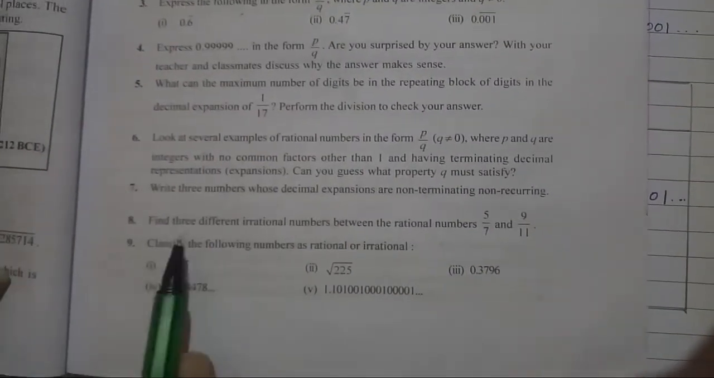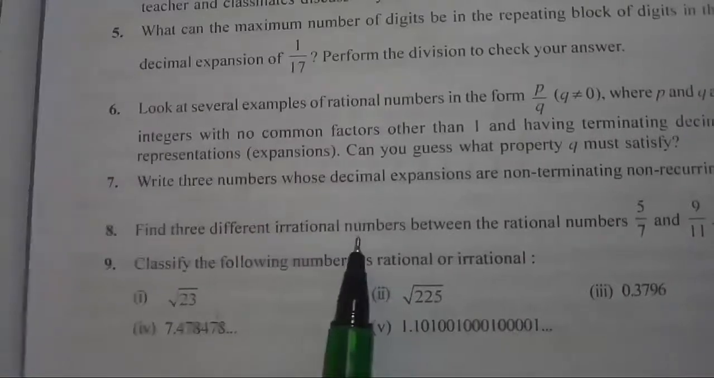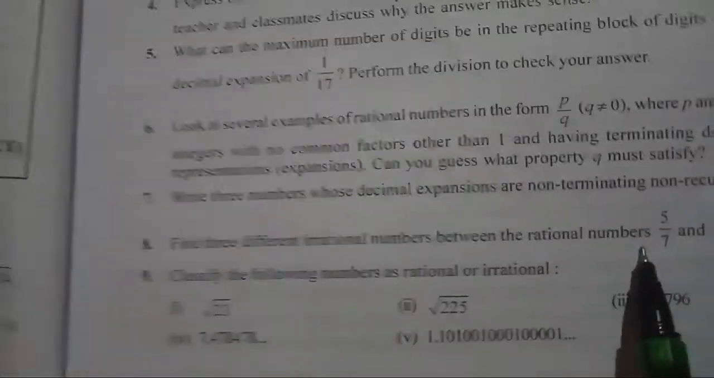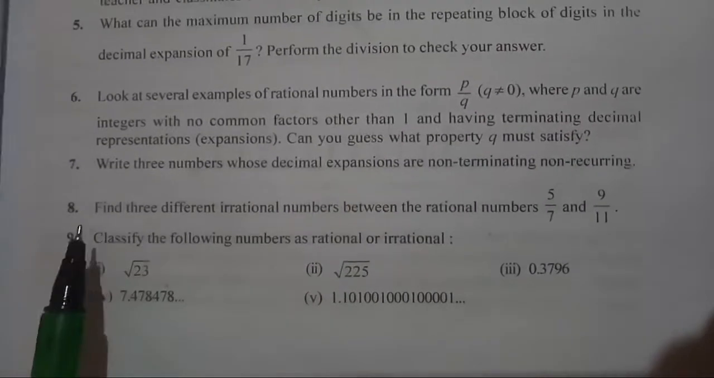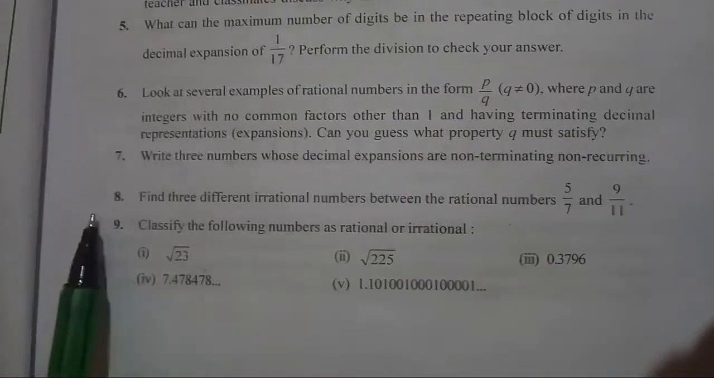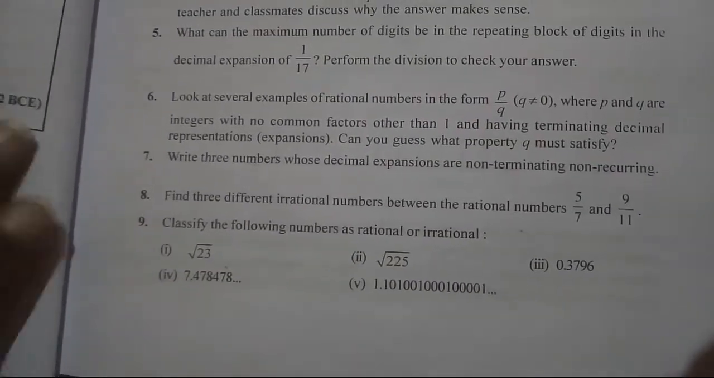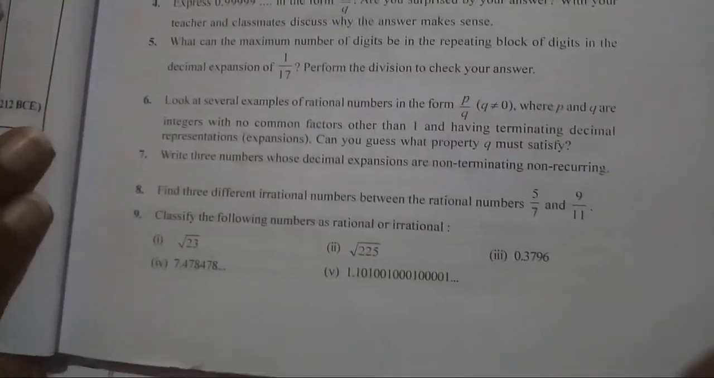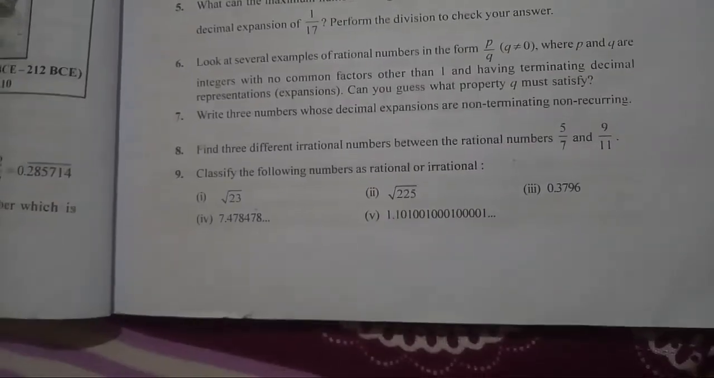Next, sixth problem. I had taken this: find three different irrational numbers between the rational numbers 5 by 7 and 9 by 11. I had taken this as the eighth problem, which is the sixth problem in the notes. You have to copy down the question from the textbook, and the solution I will explain to you.